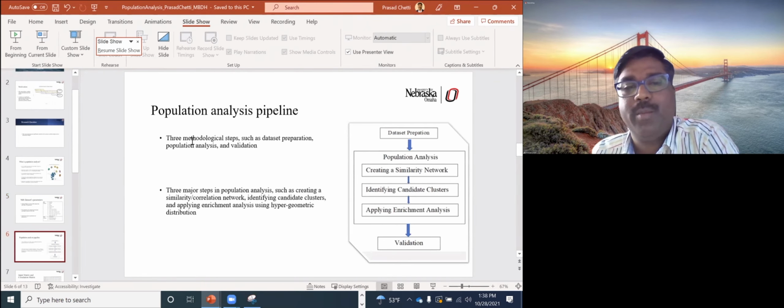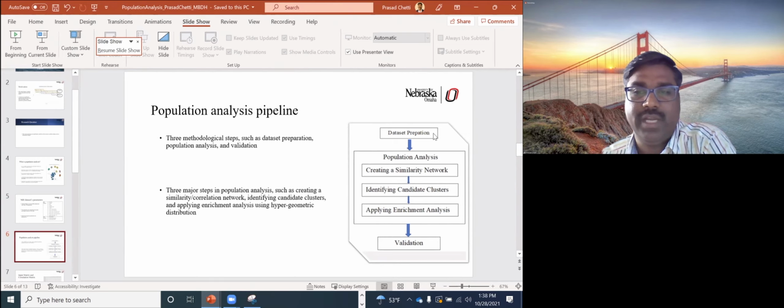In this population analysis pipeline, we have three methodological steps: one is data set preparation, second is population analysis, and third is validation. In the population analysis itself, we have three main tasks: creating a similarity network or correlation network, identifying the candidate clusters using a particular clustering algorithm, which in our case is Markov clustering, and then applying enrichment analysis. As part of this enrichment analysis, we have used hypergeometric distribution.